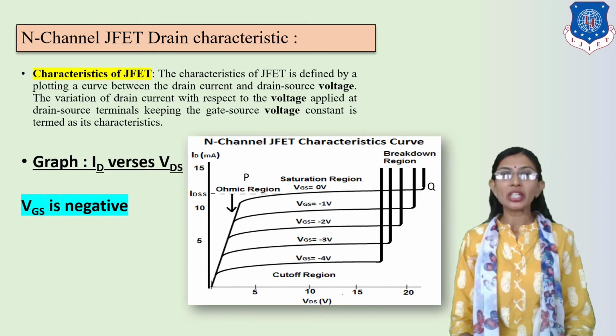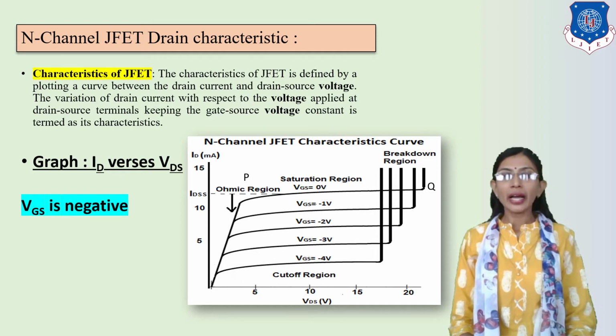Initially, let's take VGS equal to 0 volt. Enough channel width will be available and maximum current will flow. So it is known as IDSS, the maximum output current ID. Then I will increase VGS to minus 1 volt negatively. It will be increased, that means the depletion layer width will increase and the channel width will decrease, so that ID will be reduced.